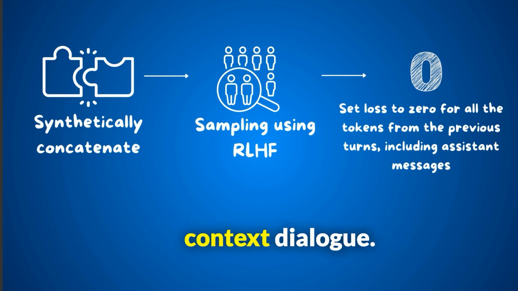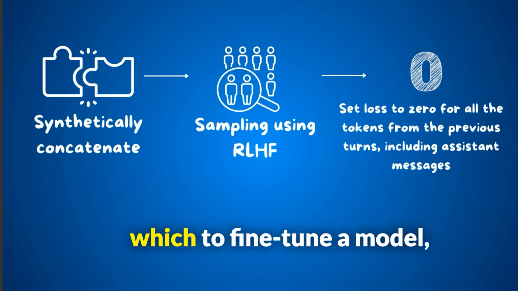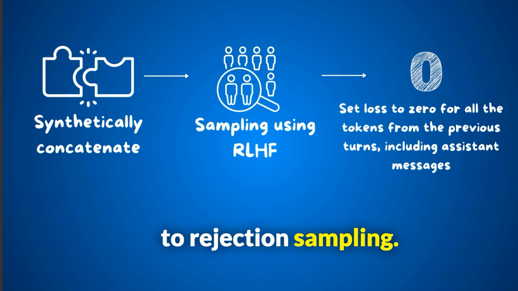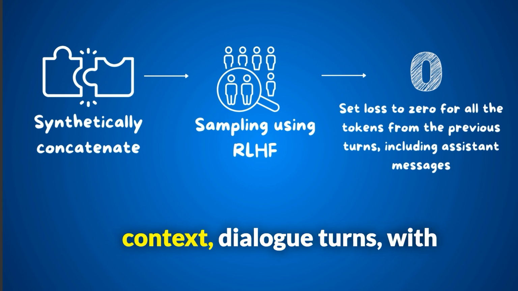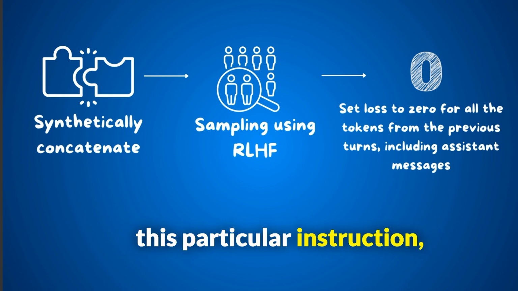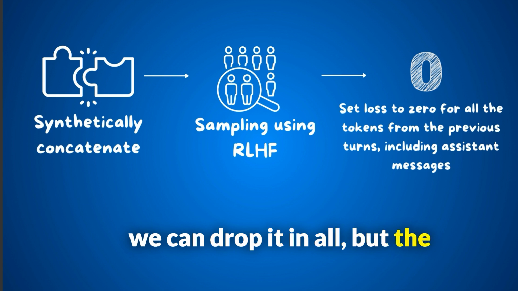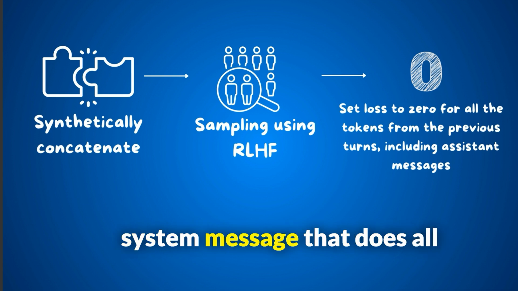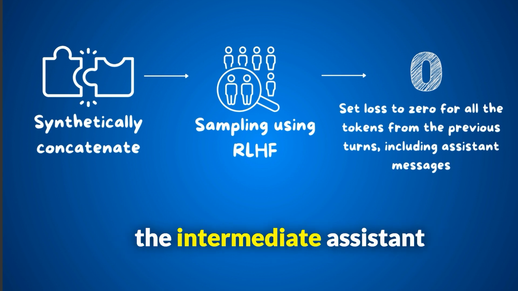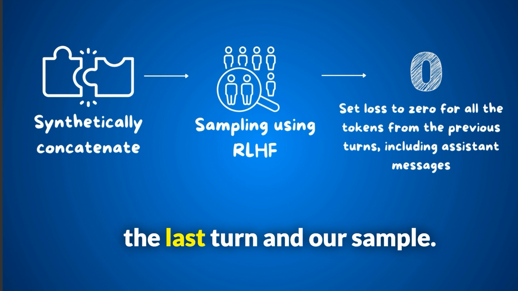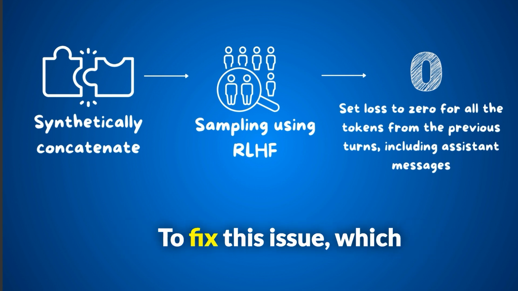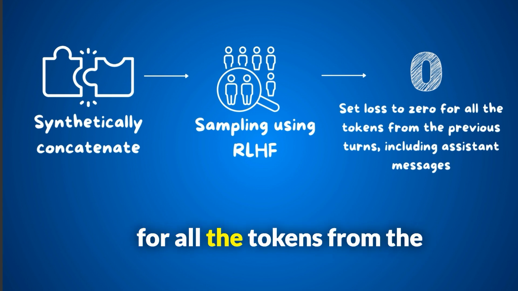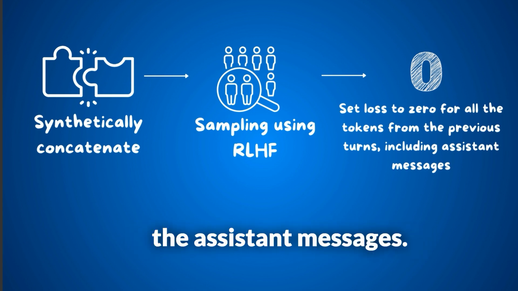We now have a context dialogue and the sample with which to fine tune a model, in a process analogous to rejection sampling. Instead of augmenting all context dialogue turns with this particular instruction, we can drop it in all but the first turn. But this would lead to some mismatch at training time between the system message, that is, all the intermediate assistant messages that come before the last turn, and our sample. To fix this issue, which could hurt the training, we simply set the loss to 0 for all the tokens from the previous turn, including the assistant messages.